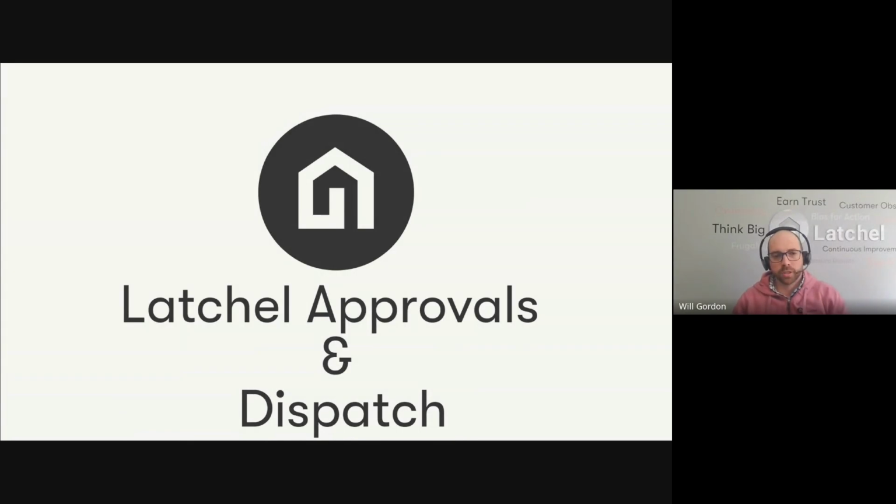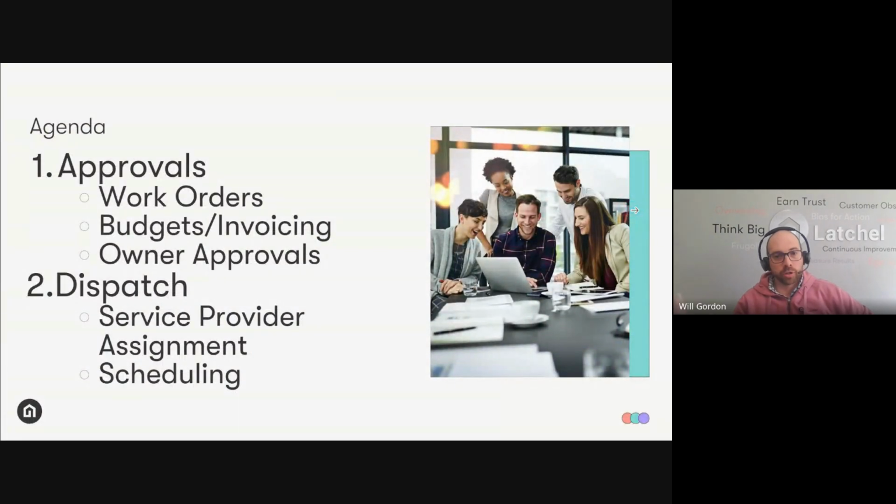Part one of a two-part training on approvals in dispatch. These two concepts are very related to each other in Latchel. So you can either approve or automatically dispatch work orders. There's also budgets and invoices to approve, and then you can have your owners do approvals as well.